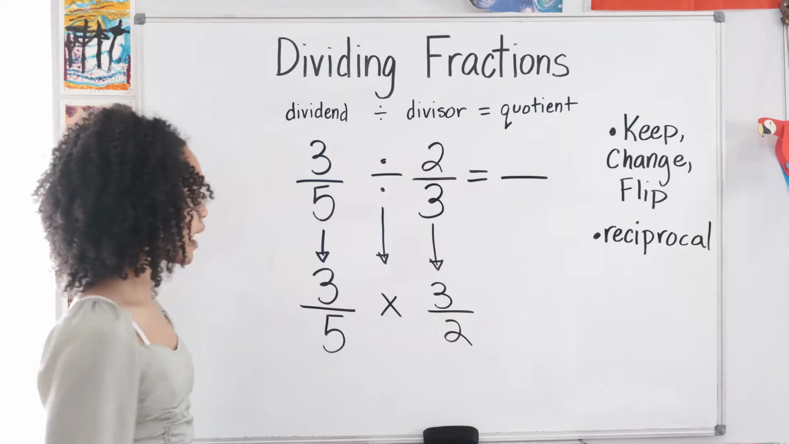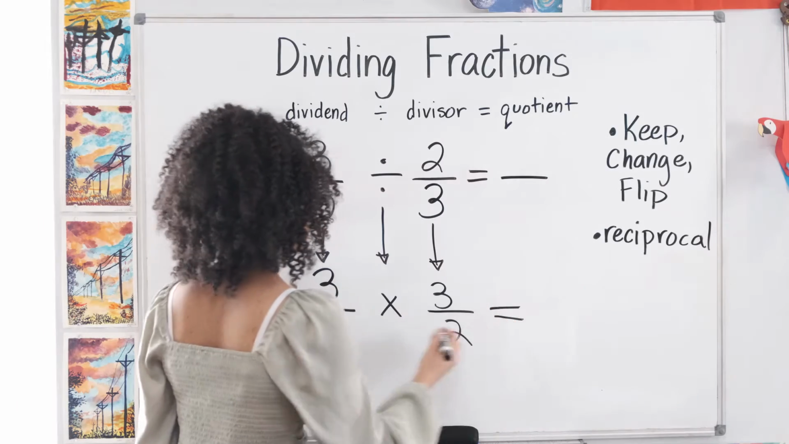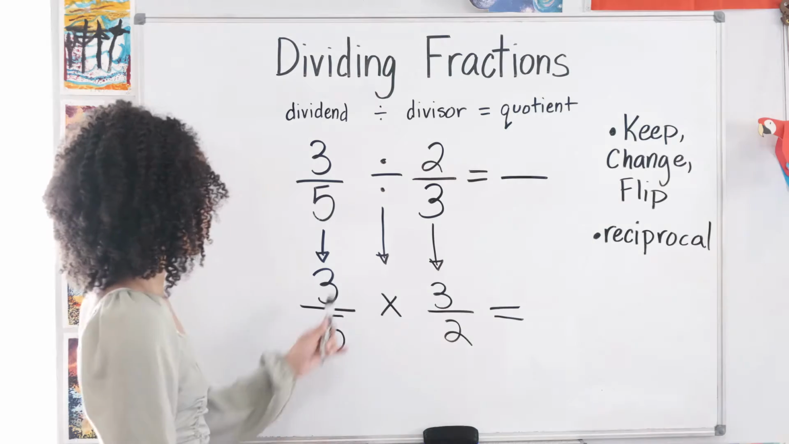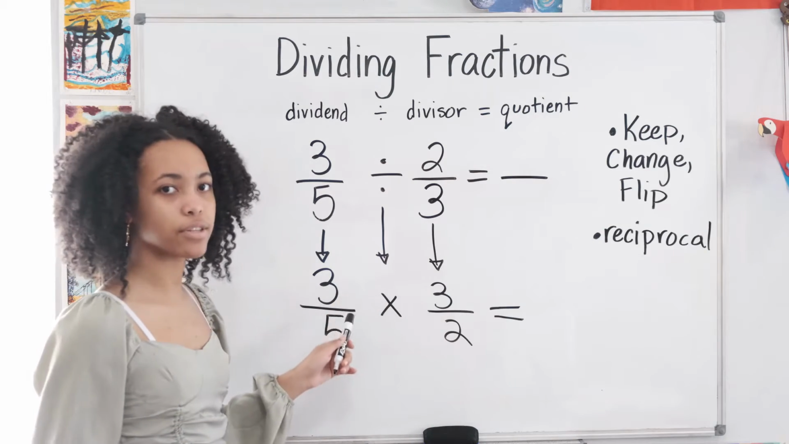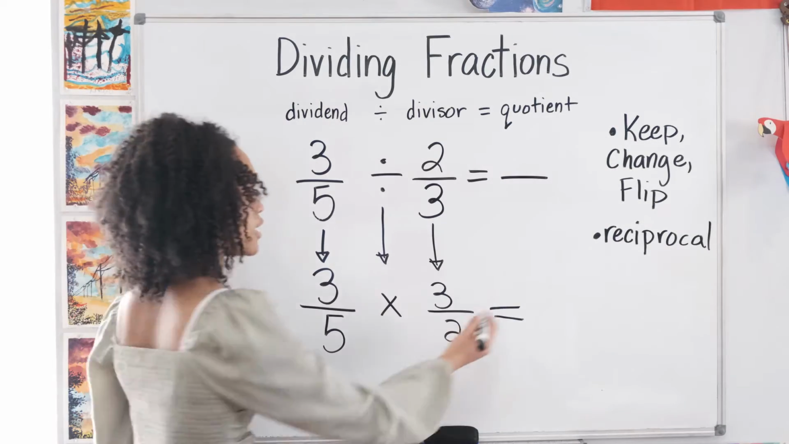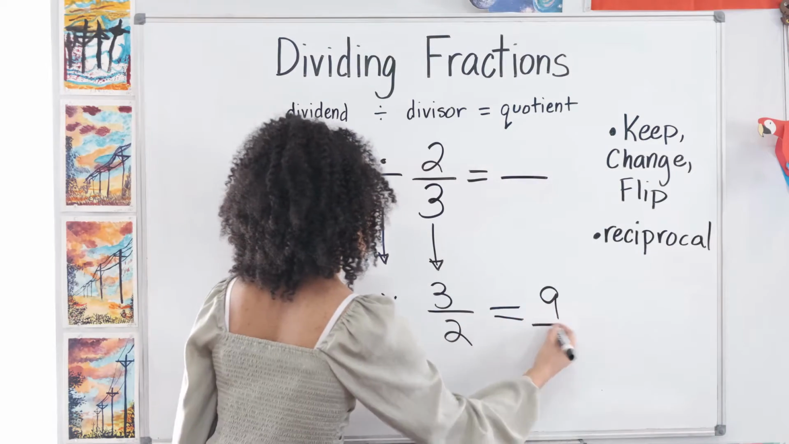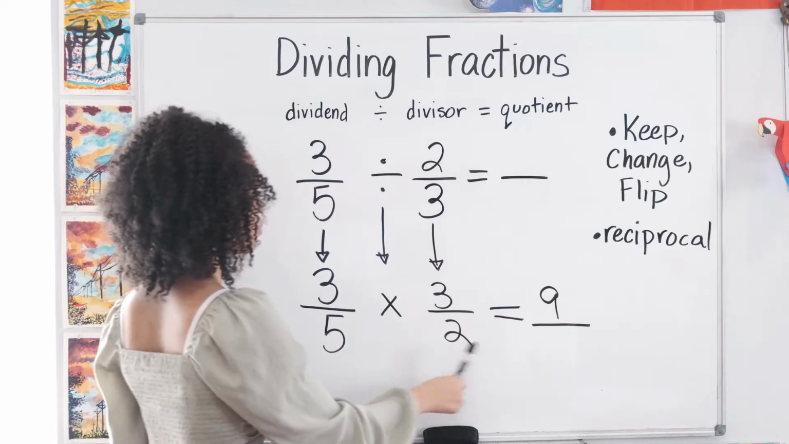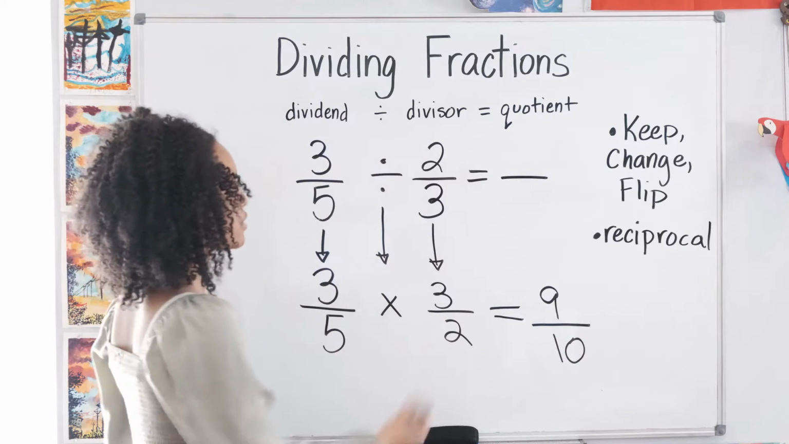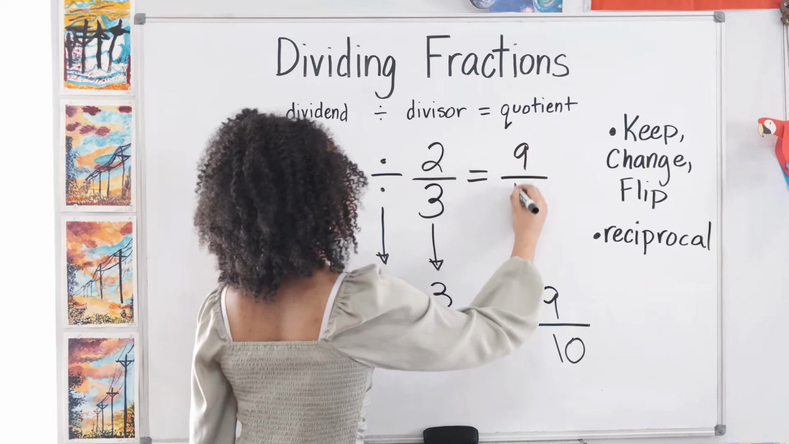Now we can multiply. First, let me make sure that you know this. We multiply the numerators first, and then we multiply the denominators. 3 times 3 is 9. 5 times 2 is 10. So we get our final answer of 9/10.